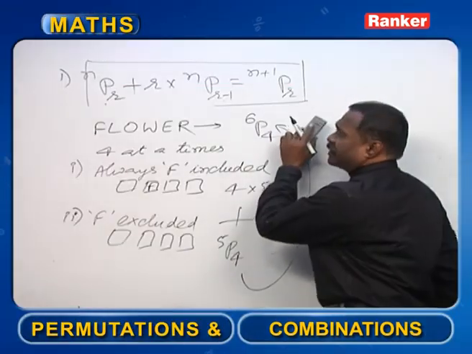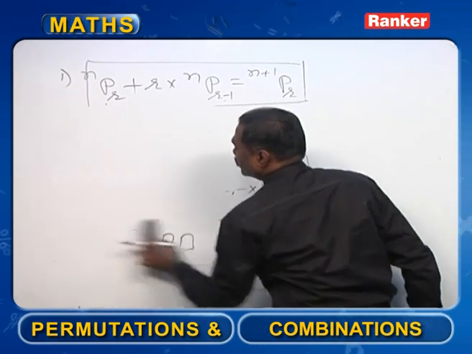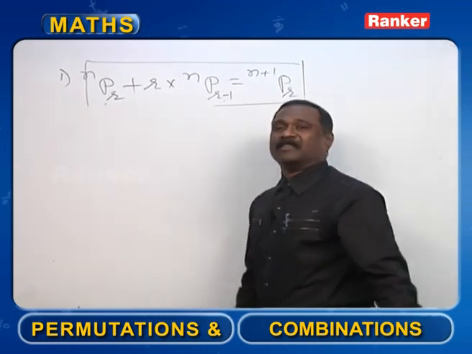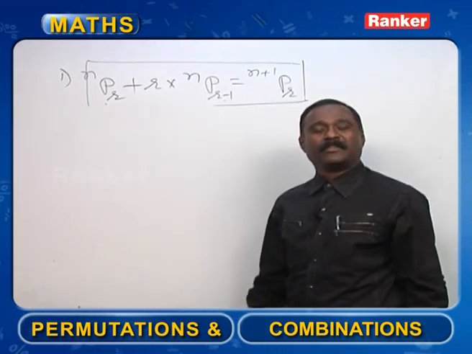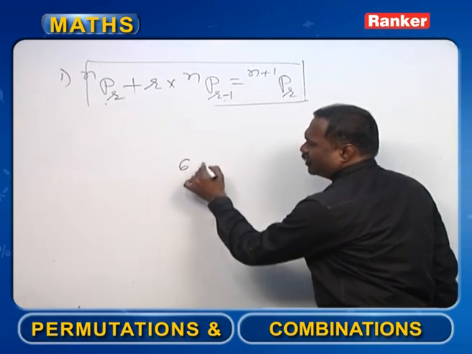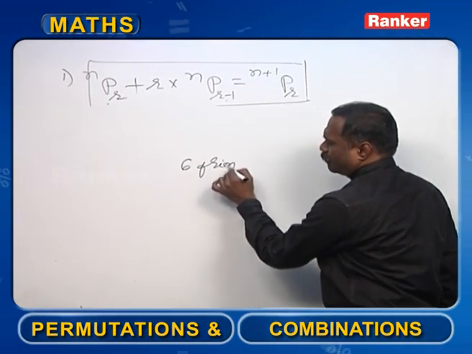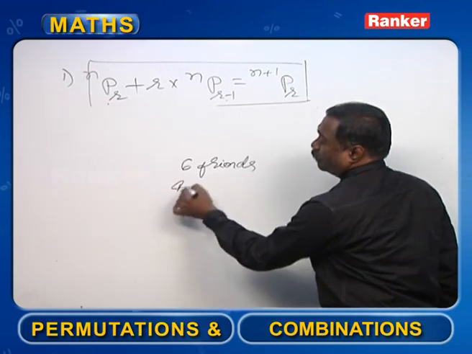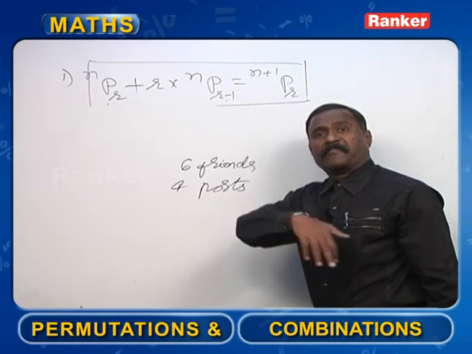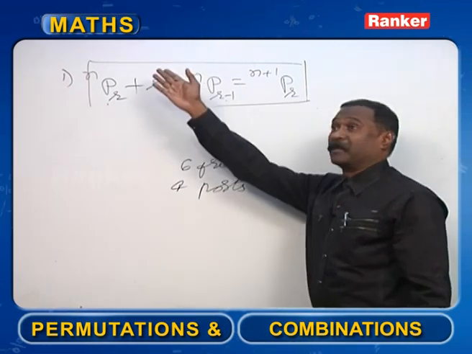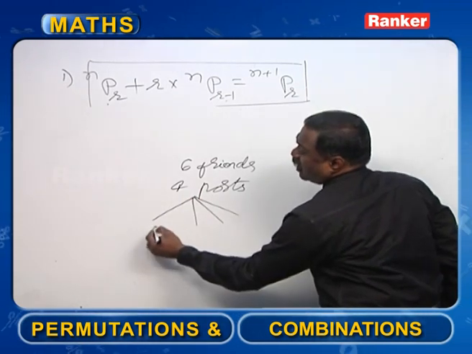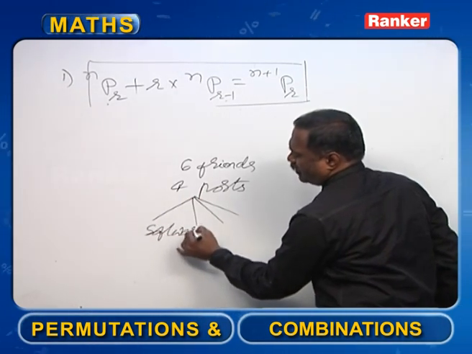Now the thing is, if it is to be converted to a combination, what should be the difference? You think in this way, your 6 friends are attending for the entry of 4 posts. These 4 posts are into different fields previously. That is why we applied a permutation. If these 4 posts are the same, what is it? Software development.